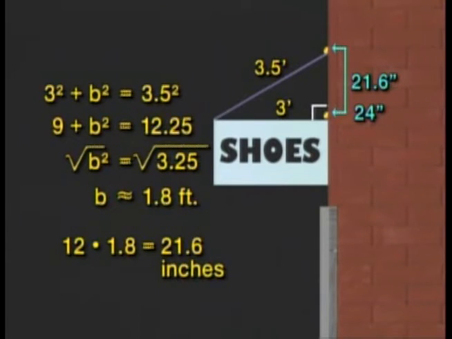If it's convenient to measure from the top of the door, we would add 21.6 inches to 24 inches, the distance from the door to the first brace. The store owner should put the top brace 45.6 inches above the top of the door.